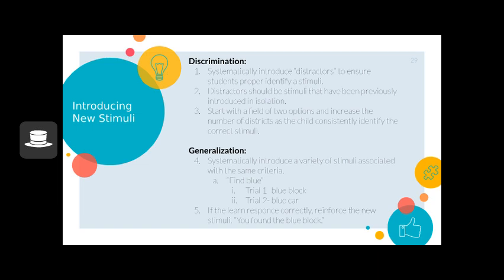When you are doing generalization, you want to provide specific verbal feedback that identifies both of the associated characteristics. So in this trial, the SD would be find blue. The child would point to the blue block, and you would say, "Great job, you found the blue block. Nice work."